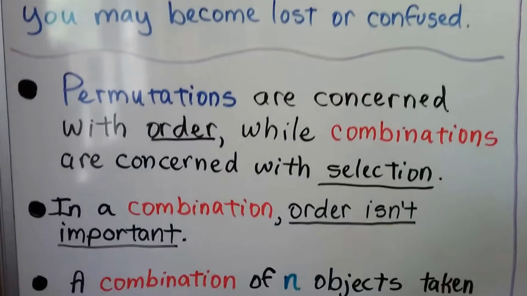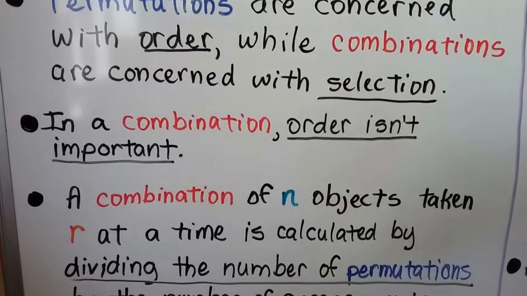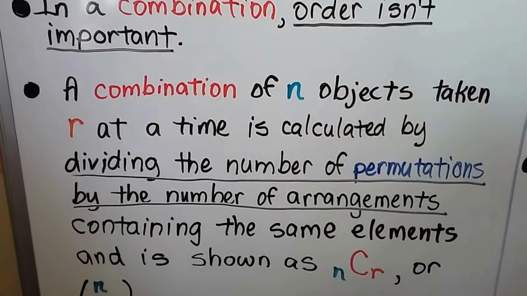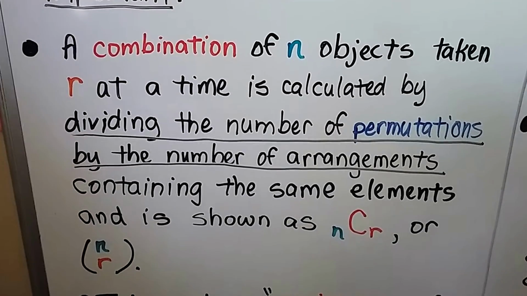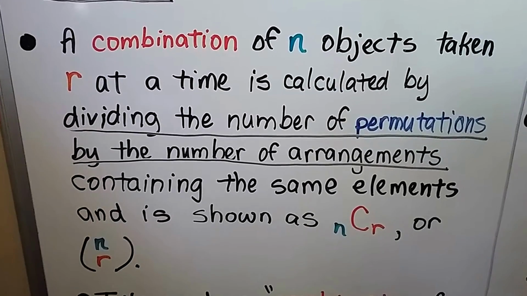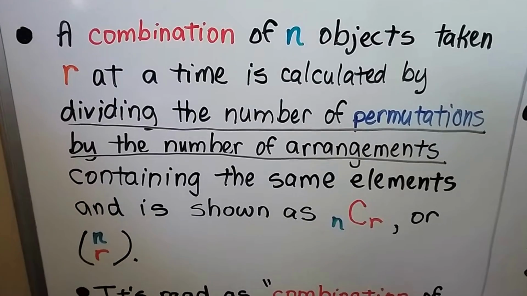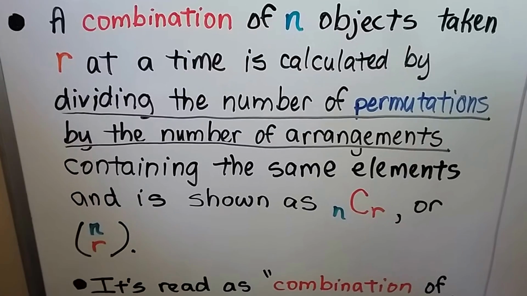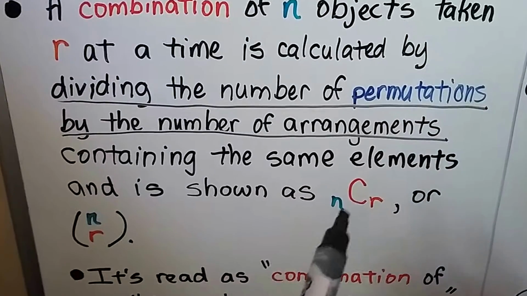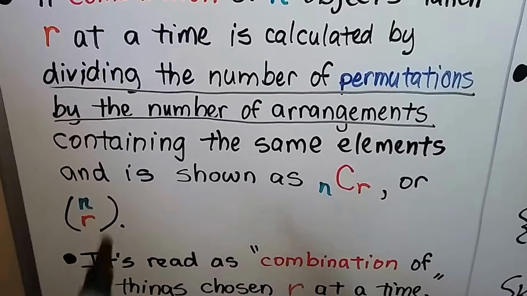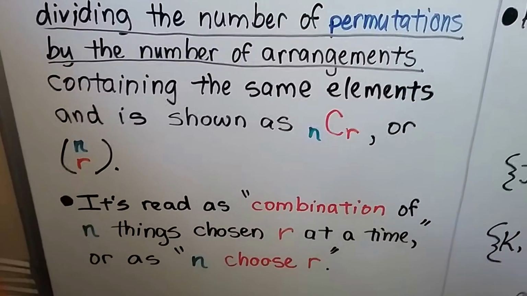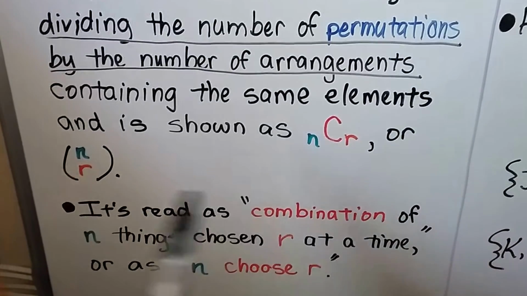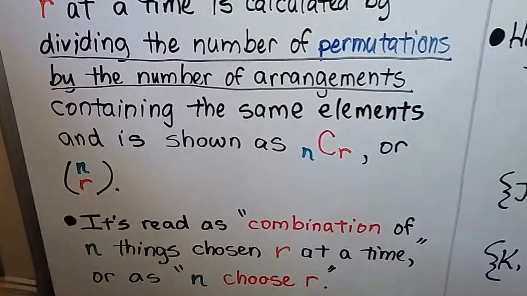Permutations are concerned with order, while combinations are concerned with selection. In a combination, order isn't important. A combination of n objects taken r at a time is calculated by dividing the number of permutations by the number of arrangements containing the same elements and is shown as this, or you might see it in parentheses like this, but it's read as combination of n things chosen r at a time, or as n choose r. N choose r. Okay?